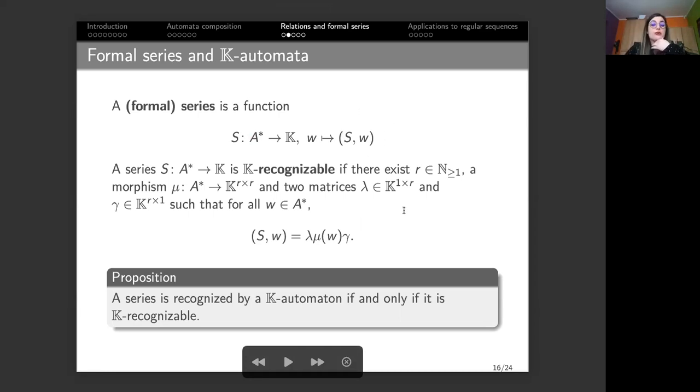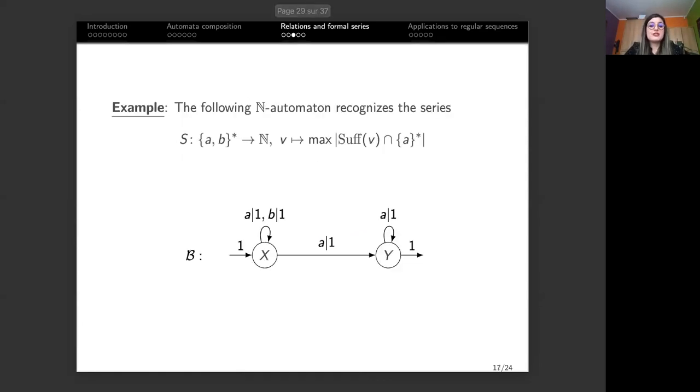The series that are K recognizable are the series for which there is a morphism of matrices and two matrices such that the coefficient of W in S can be expressed thanks to multiplication of matrices. And we have a link between the K recognizable series and the series recognized by a K automaton: a series is recognized by a K automaton if and only if it is K recognizable. In my example, this K automaton just recognizes the series mapping each word over AB to the length of its maximal suffix made of A's, as expected.